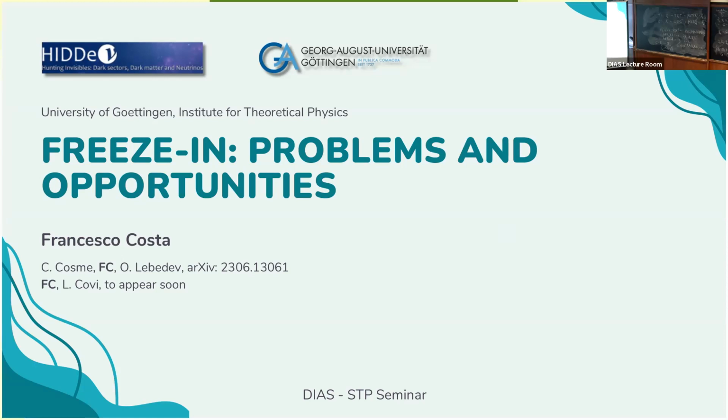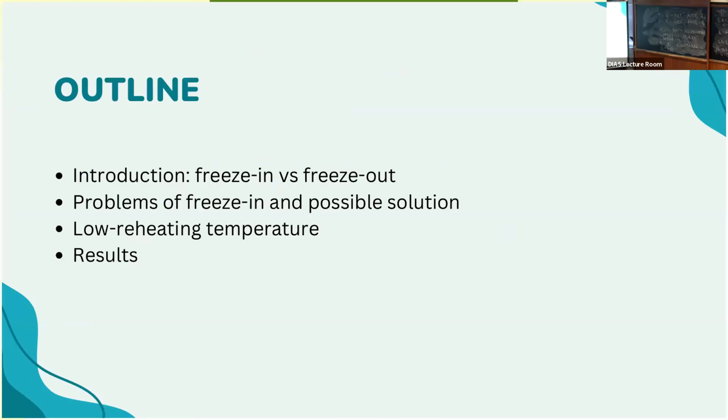Thank you very much. Thank you for having me here and to listen to this talk. So I want to discuss a little bit freeze-in, some problems in this dark matter production mechanism, and maybe some opportunities that we can find. The outline of the talk will be an introduction on the difference between freeze-in and freeze-out, then a discussion on the problems of freeze-in and what solutions we can find, and then we will see what happens when we study low reheating temperatures for our production mechanisms.